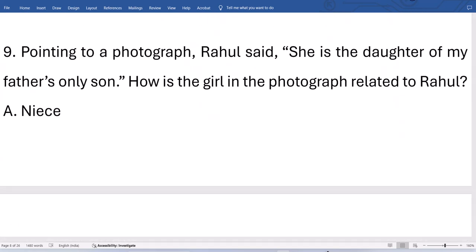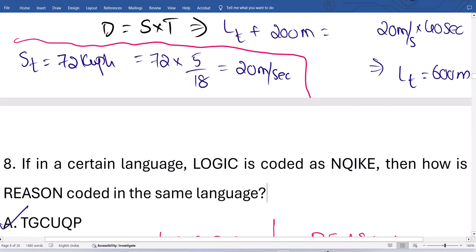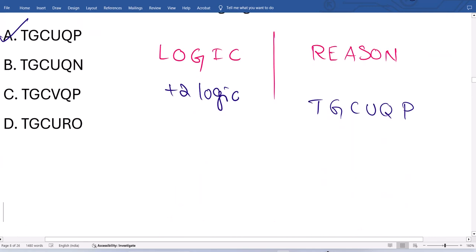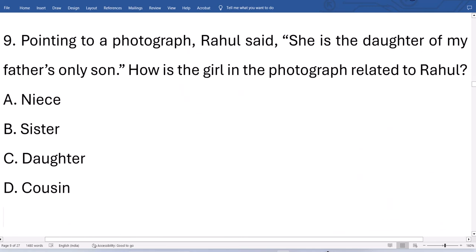Now what is the answer to this? Blood relation. Pointing to a photograph, Rahul said, she is the daughter of my father's only son. How is the girl in the photograph related to Rahul? Answer, daughter. Who said this statement? Rahul. Rahul's father has only one son, Rahul only.